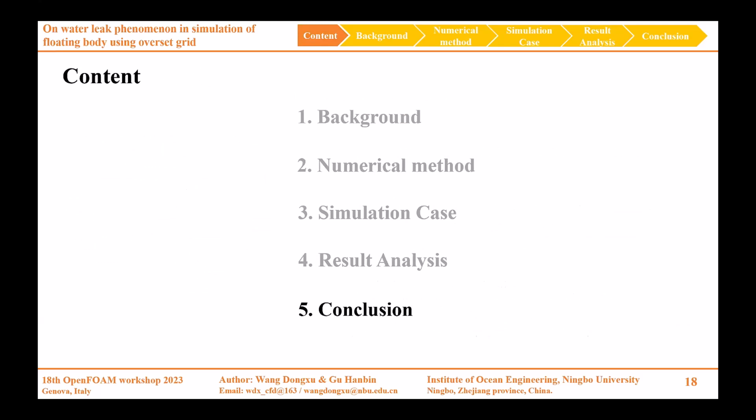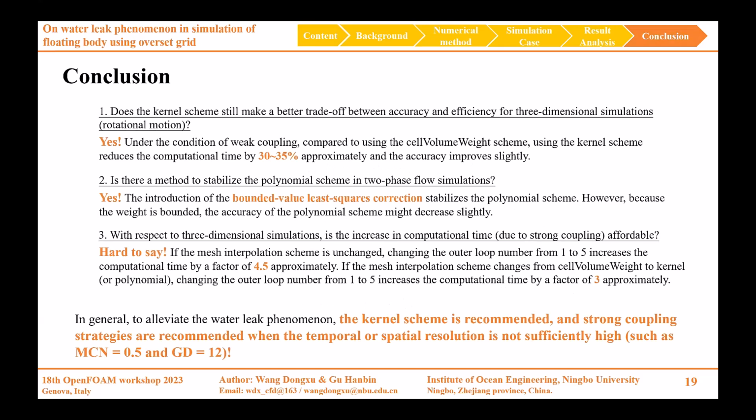So finally, we can obtain our conclusion. That is to answer the 3 questions we have mentioned. The first is whether the canal scheme still makes a better trade-off between accuracy and efficiency for 3-dimensional simulation, especially for rotational motion. The answer is yes. Under the condition of strong coupling, compared to using the cell volume weight scheme, using the canal scheme reduces the computation time by nearly 30 or 35%, and the accuracy improves slightly.